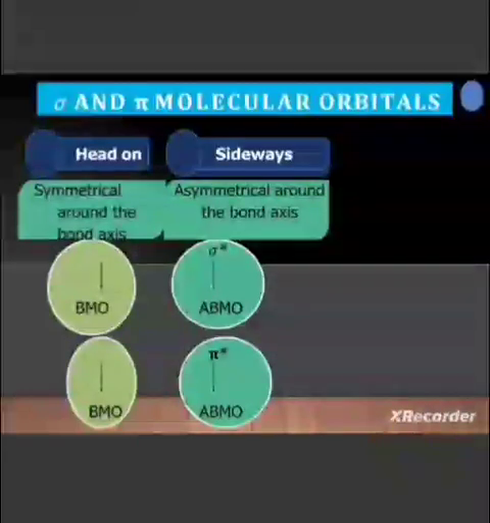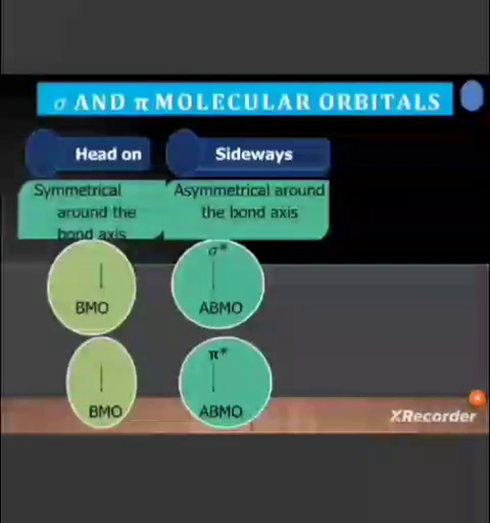Now, sigma and pi molecular orbitals. As we discussed earlier, sigma orbitals are formed by head-on overlapping, which are symmetrical around the bond axis, while pi orbitals are formed by sidewise overlapping, which are asymmetrical around the bond axis.